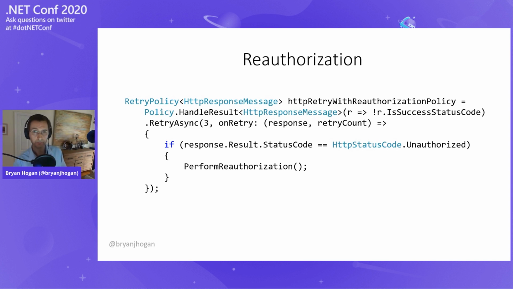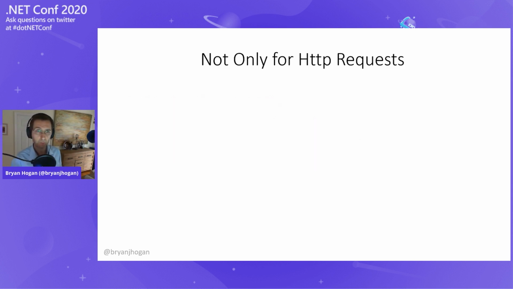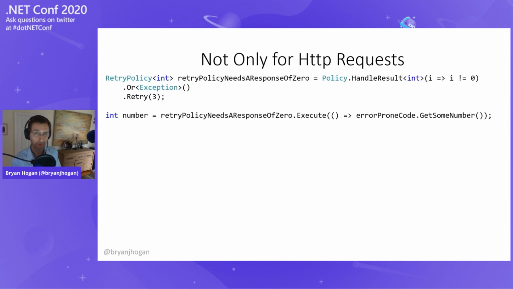One thing that I've been asked at conferences was, can Polly be used for non-HTTP requests? And it can. You can pretty much use Polly when calling any method, whether or not it returns something. So here are a few examples. Here I'm checking the result coming back. That's an int. I'm checking if it's not 0 or if there was an exception, retry 3 times. And here I'm executing it. In these examples, you have to execute your code explicitly inside the policy because you're not using HTTP client factory.